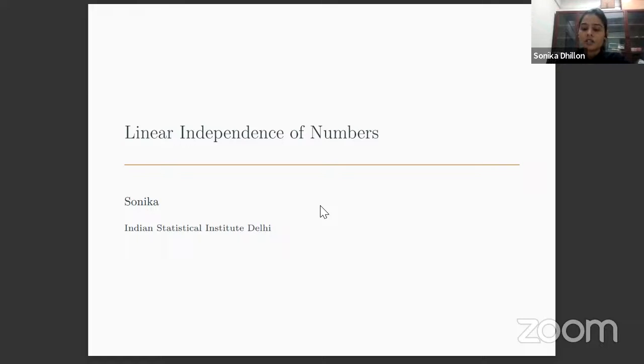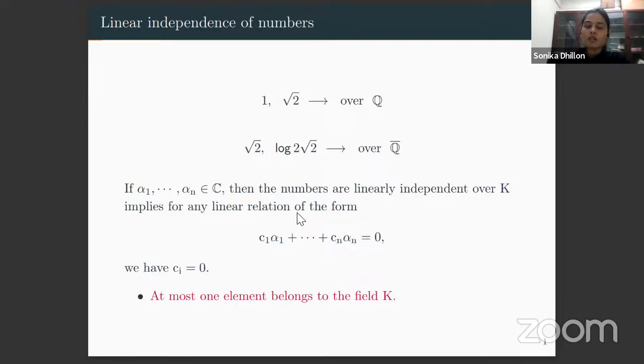But before that, we'll discuss why we are interested in the linear independence of these numbers and what we actually mean by the linear independence of numbers. Suppose we take two numbers, 1 comma root 2. We know that root 2 is not a rational multiple of 1, so 1 comma root 2 are linearly independent over the field of rationals. In this case, out of these two numbers, the number 1 belongs to the field Q, the field of rationals.